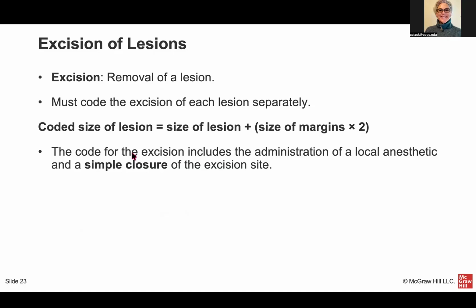So if a lesion is 1.5 centimeters, and you're always going to see it in centimeters or millimeters, not inches, and the surgeon takes out a 0.2 centimeter margin on each side, the coded size is 1.5 plus 0.2 times 2 equals 1.9 centimeters. That's going to push you into a different code than if you'd only counted the lesion itself.